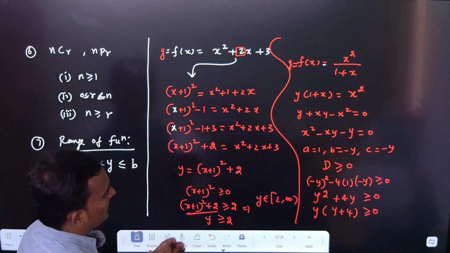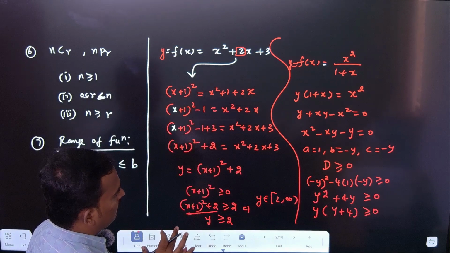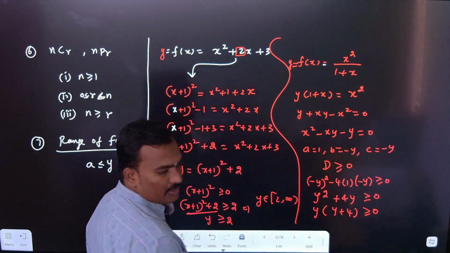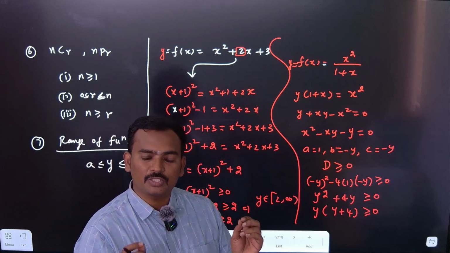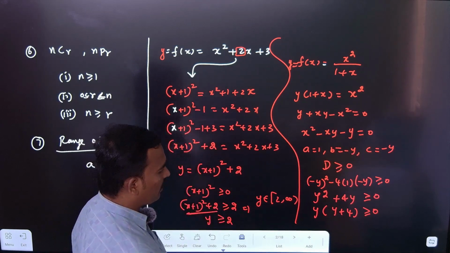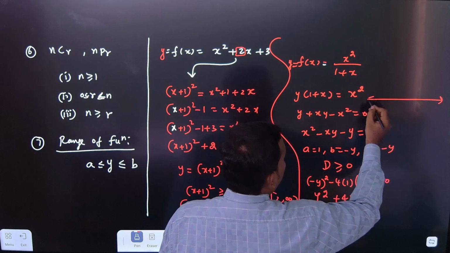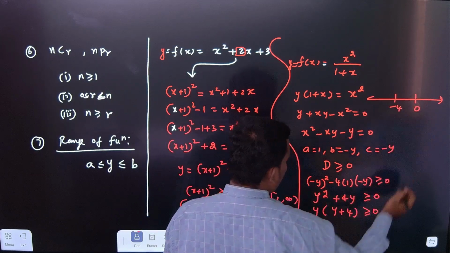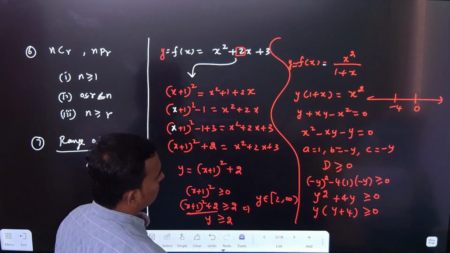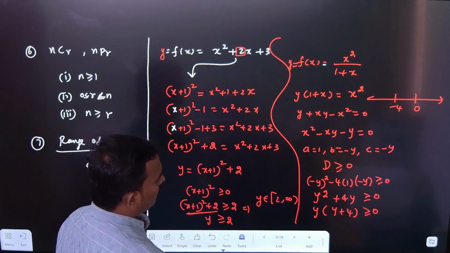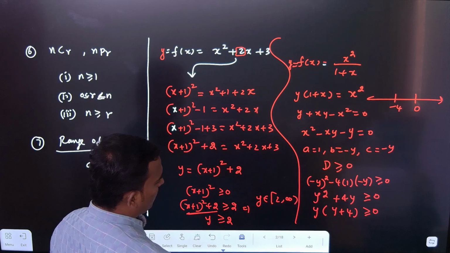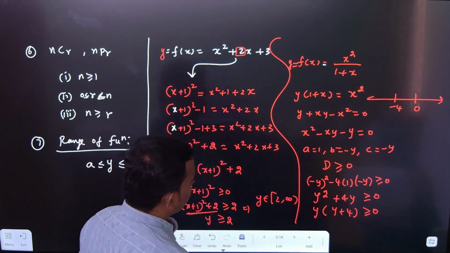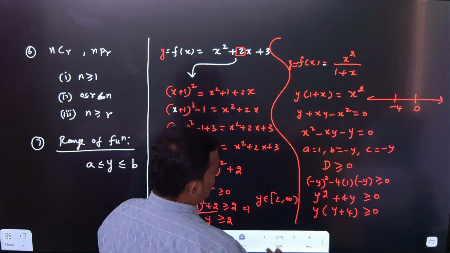Clear? Yes. I hope everyone understands, right? So now you can use the wavy curve method. If you don't have any idea about the wavy curve method, you just watch my one-shot video, right? You can see here, the critical points here are minus 4 and 0, right? Then you can see y, if you take y plus 4 common, so y square is plus 4y. Yes, everything is correct, right?